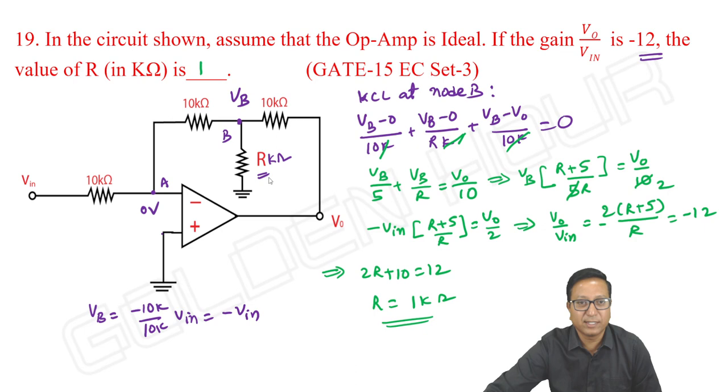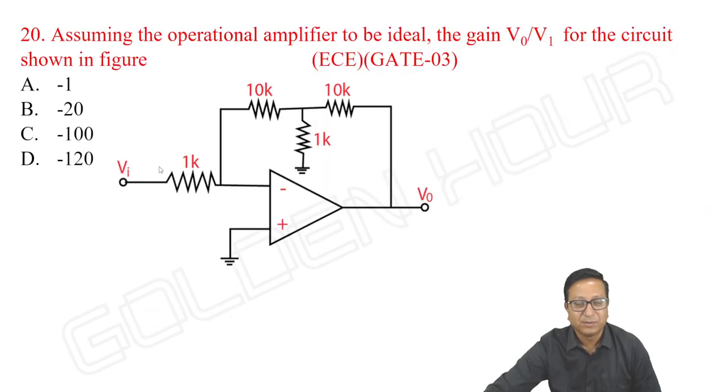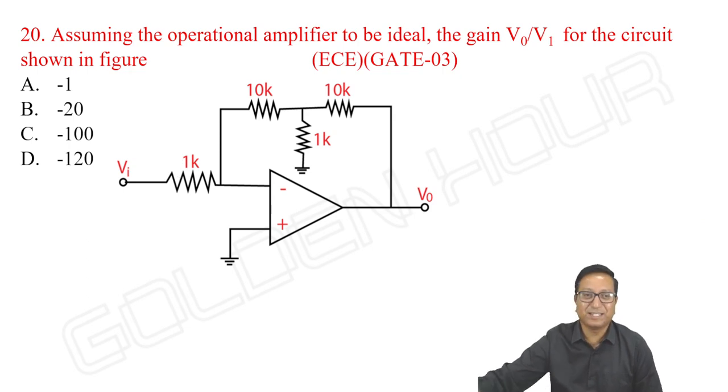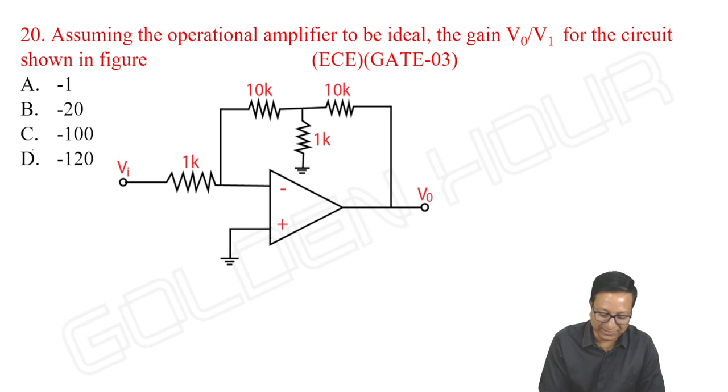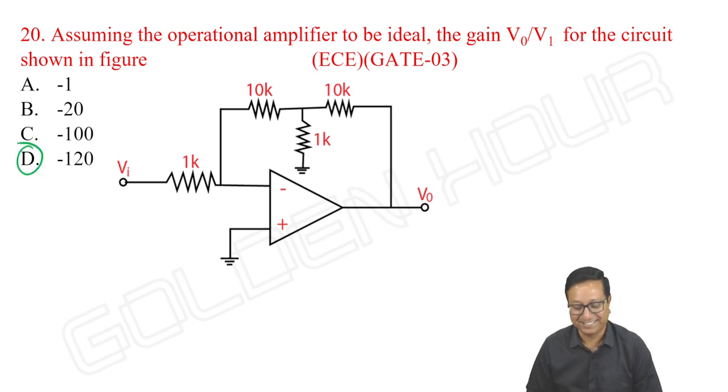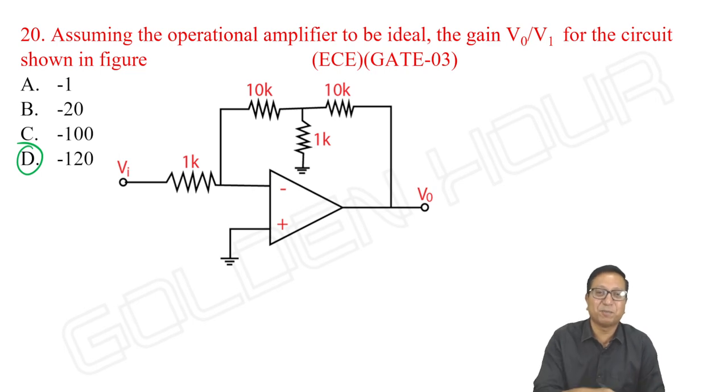Here 10K, 10K, and it is 1 kilo ohm. So same T network, here instead of 10K, what we have here is 1 kilo ohm. Okay. So definitely the gain is minus 120. You can check that. As it is an extension to the previous problem, I wrote the answer directly. We can just check it.